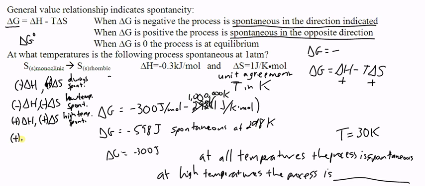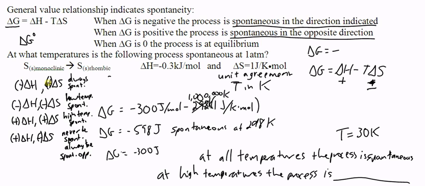And then the last possibility is a negative delta S with a positive delta H. Now in that case, no matter what we do, because we're going to start with a positive and be subtracting a negative, it's always going to be positive, which means it will never be spontaneous as shown. It will always be spontaneous in the opposite direction.